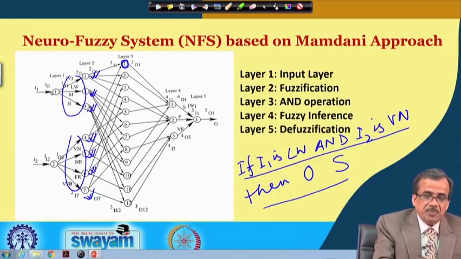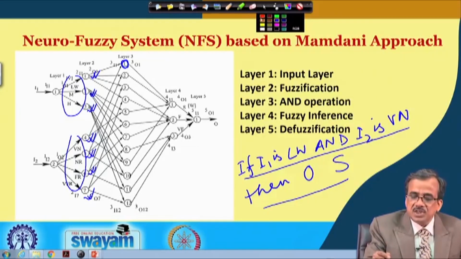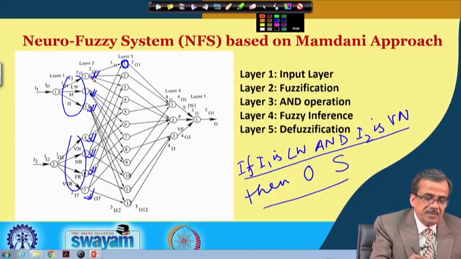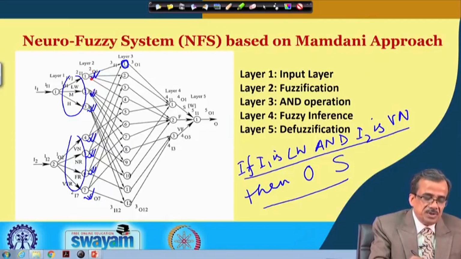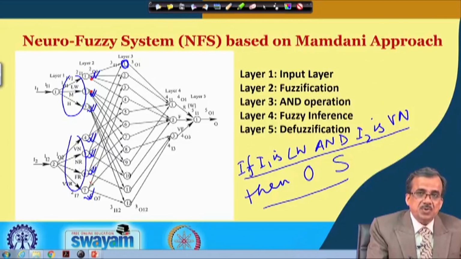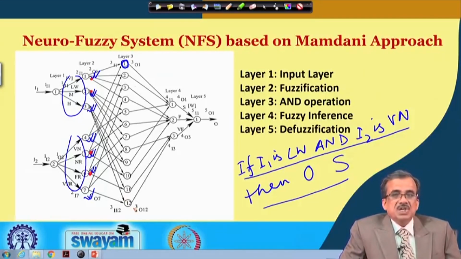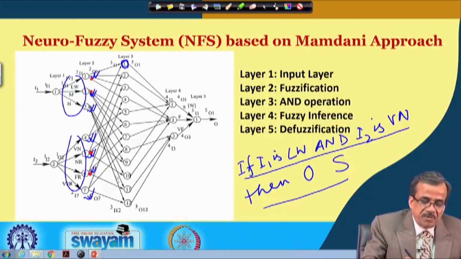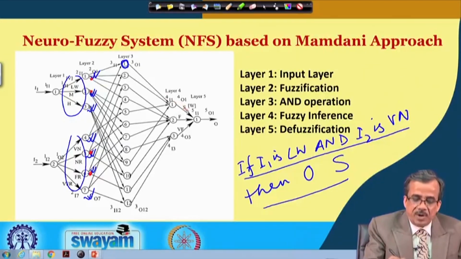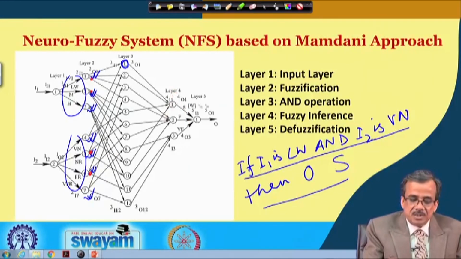The moment I pass one set of inputs here, I1 and I2, there is a possibility I will be getting two non-zero mu here. For example, I may get this as the non-zero mu, this as the non-zero mu. Similarly, corresponding to I2, I may get this as the non-zero mu, this as the non-zero mu. Then, there is a possibility that out of these 12 rules, only 4 rules are going to be fired, and corresponding to each of the fired rules, we are going to find out what should be the fuzzy fired output, and that is the purpose of using the fuzzy inference.